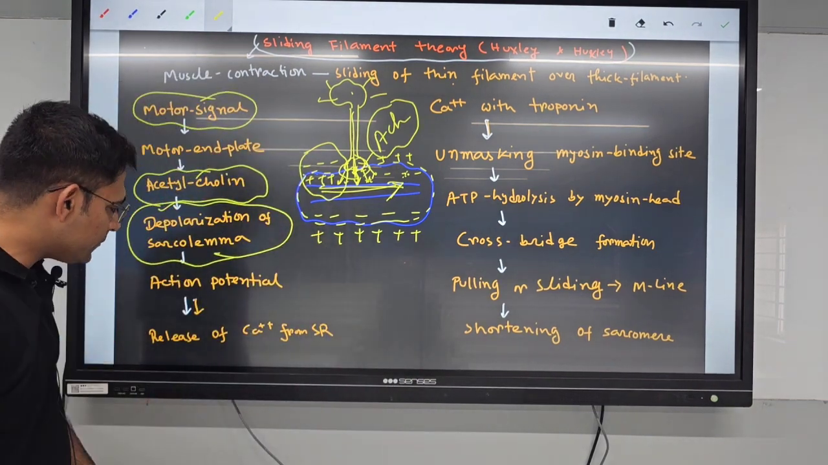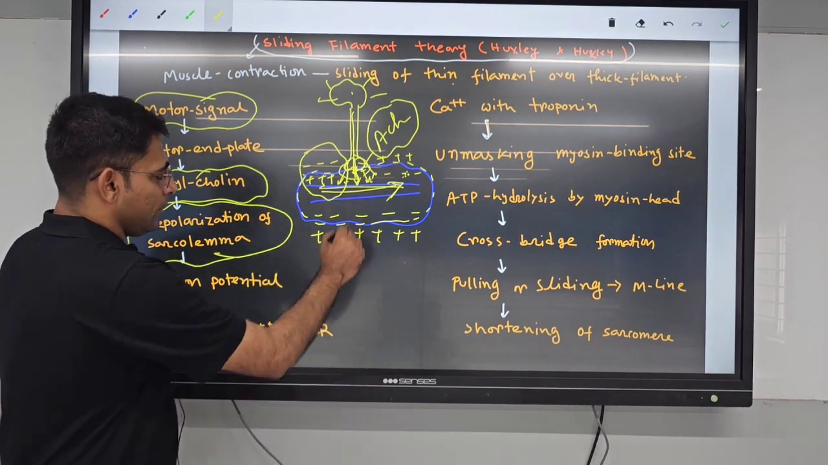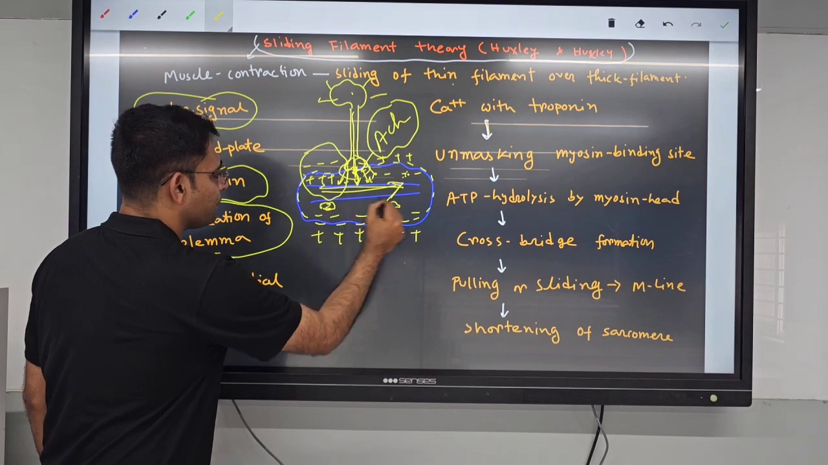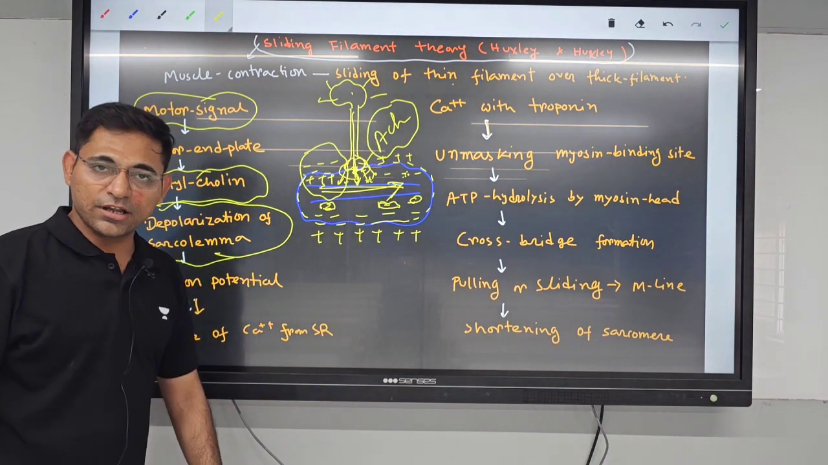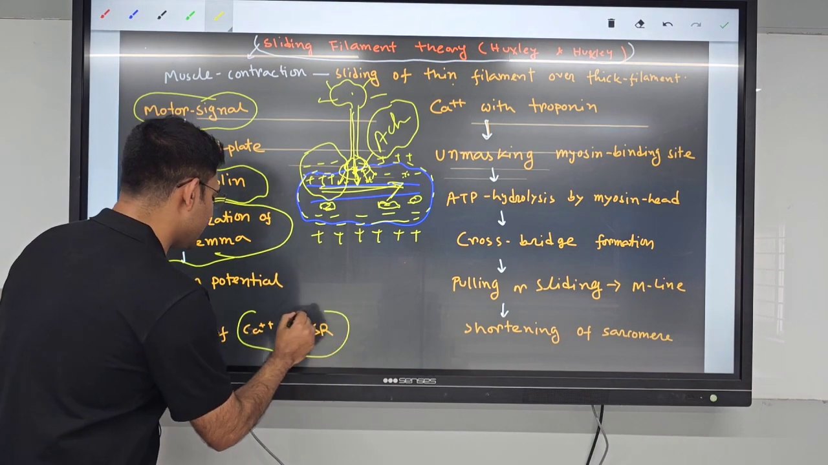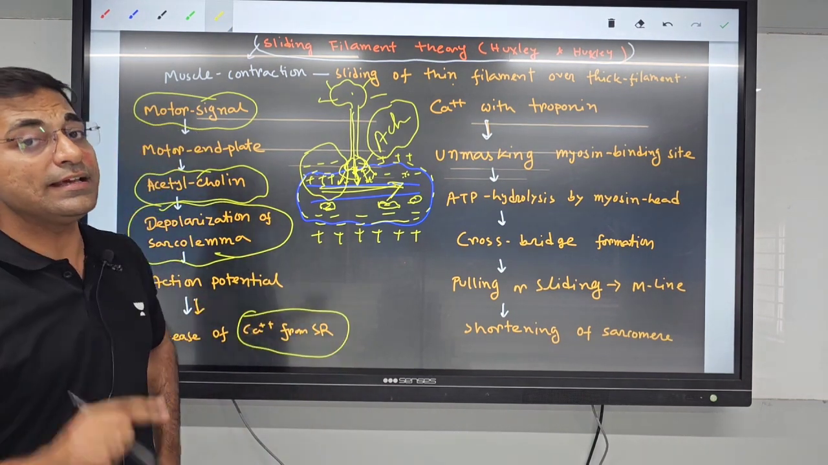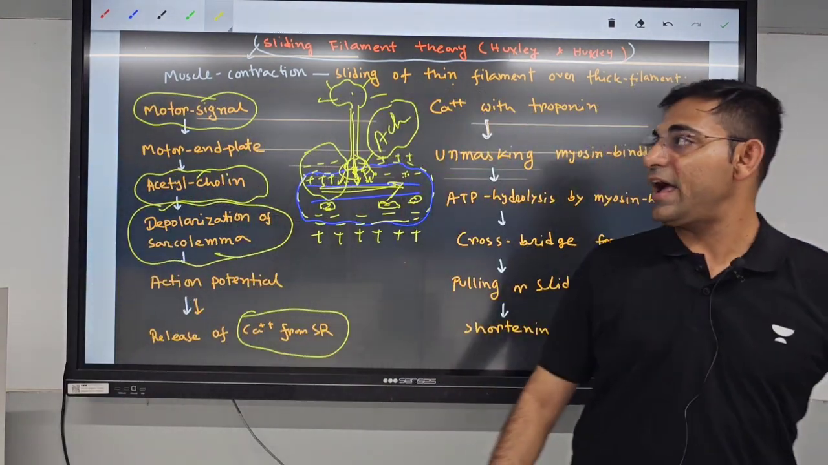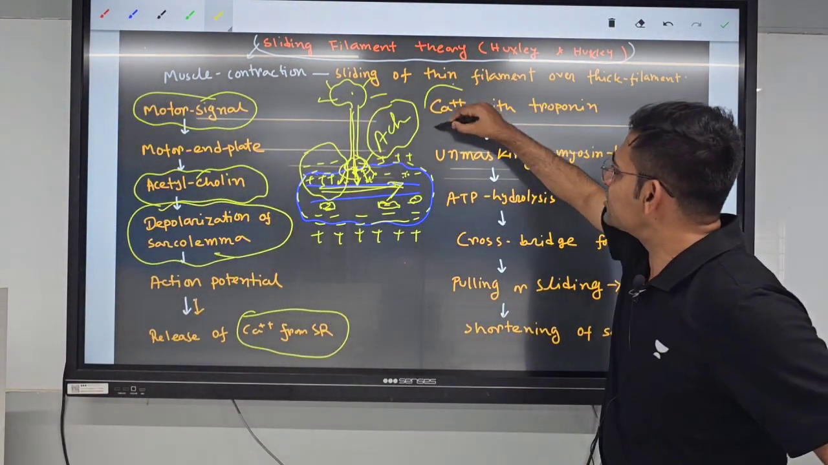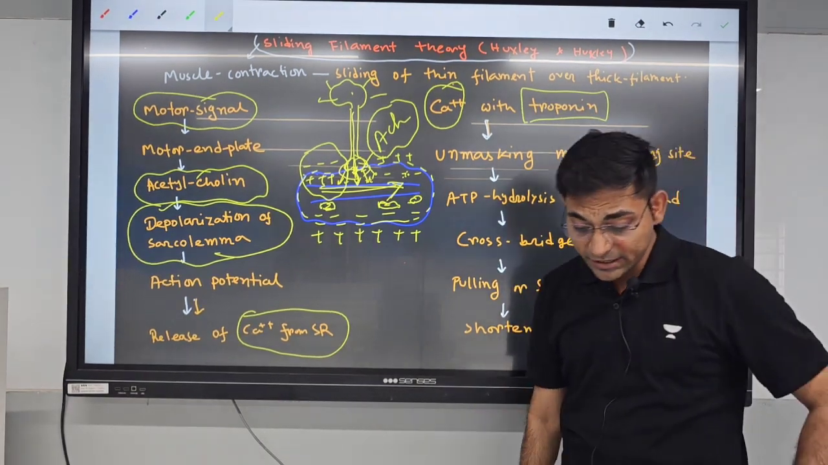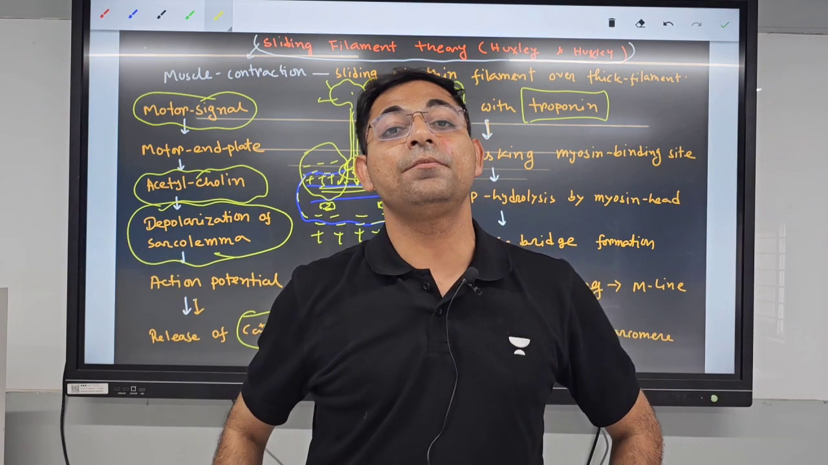Now due to the action potential, what will happen? There is sarcoplasmic reticulum inside the cell. Sarcoplasmic reticulum is a kind of endoplasmic reticulum. It will release calcium. Now after the release of calcium, this calcium will call the troponin. The troponin has a high affinity towards calcium.